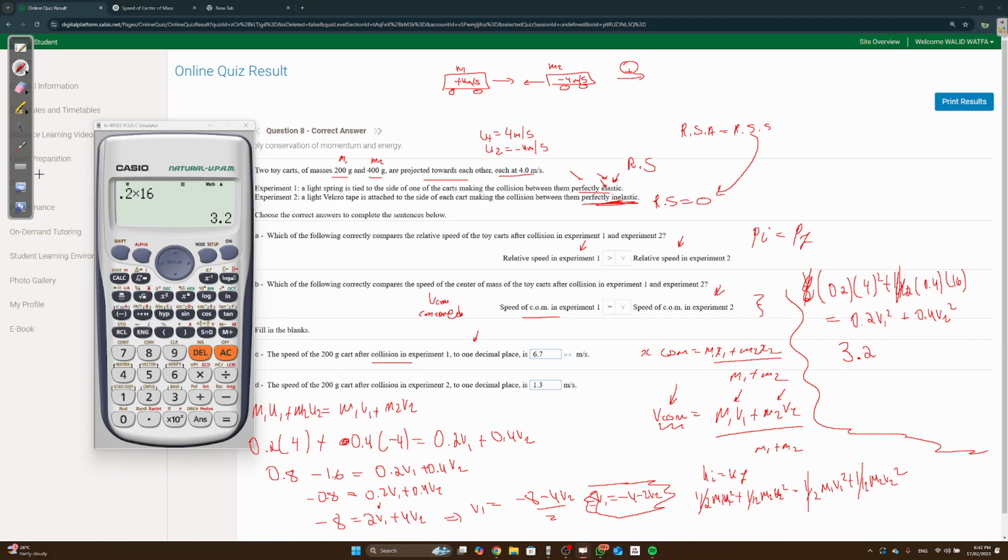Okay, and then here's 0.4 times 16. You can just multiply it. So you're gonna get 6.4 is equal to 0.2 v1 squared plus 0.4 v2 squared. So you're gonna get 9.6 is equal to 0.2 v1 squared plus 0.4 v2 squared. Let's multiply by 10. You're gonna get 96 is equal to 2 v1 squared plus 4 v2 squared.